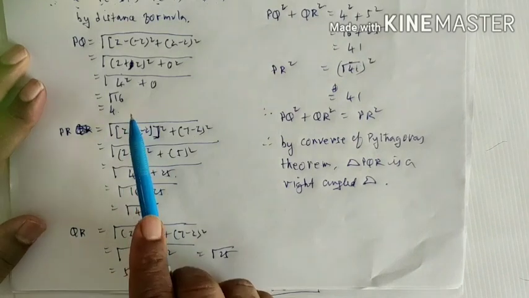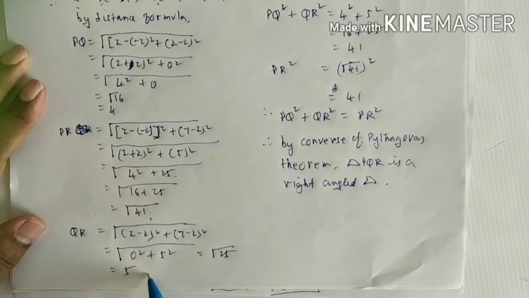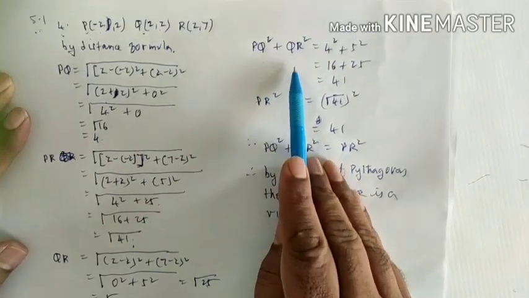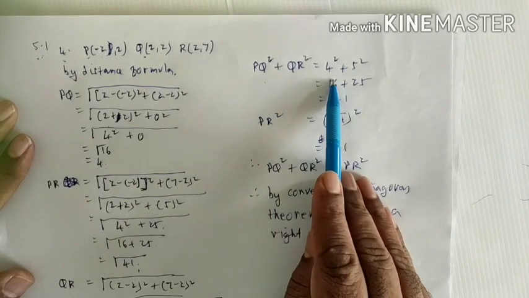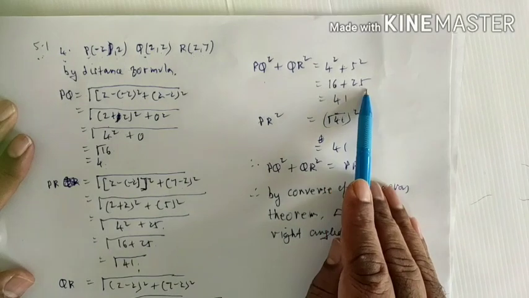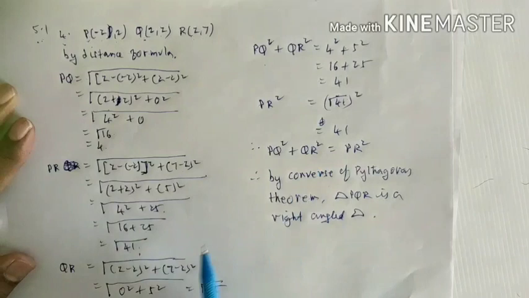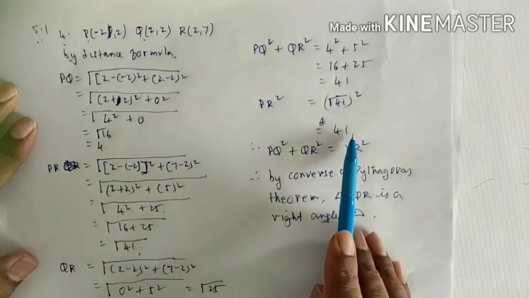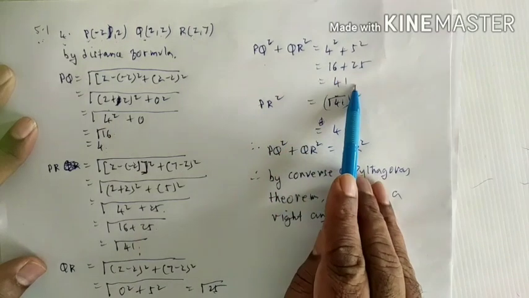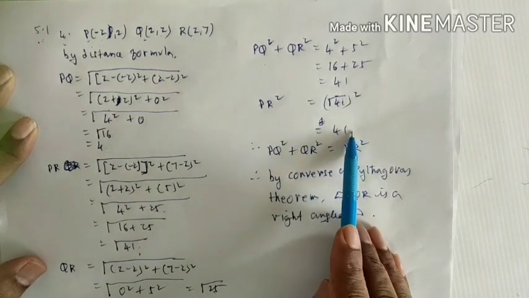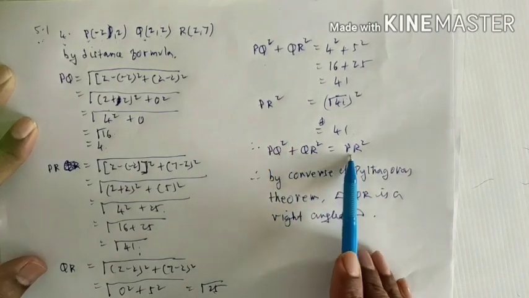Which are the smaller ones? See, root 16, root 41, root 25, means root 16 and root 25, that is 4 and 5. So PQ square plus QR square, it is equal to 4 square plus 5 square, that is 16 plus 25, that is 41. PR square, what is PR square? Root 41 square, that is 41. Now see here, PQ square plus QR square we got 41 and PR square also we got 41. So it means PQ square plus QR square is PR square.